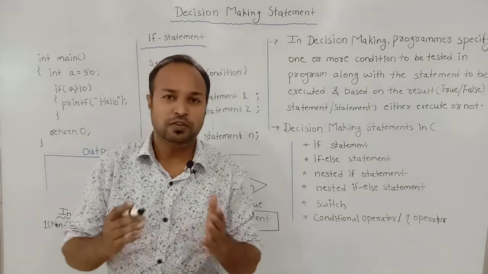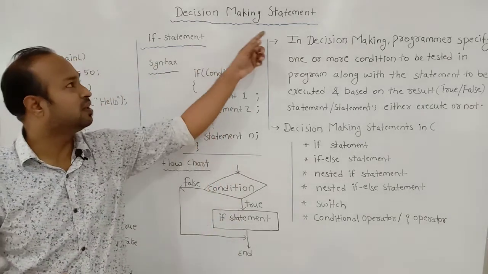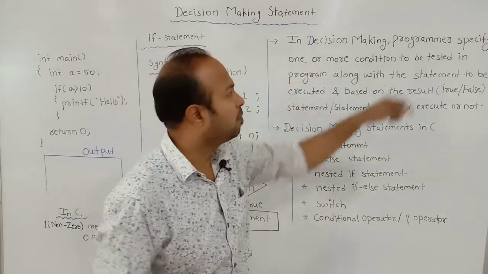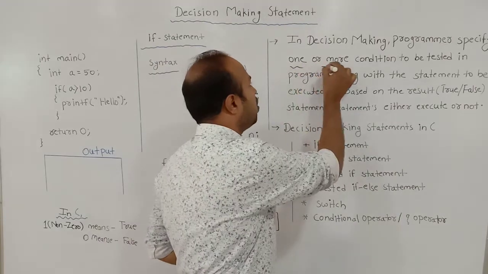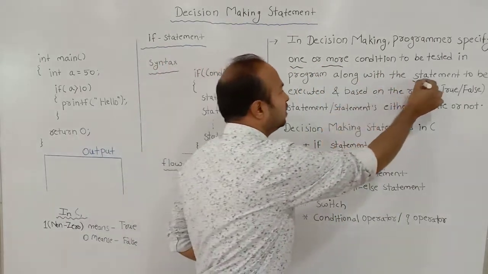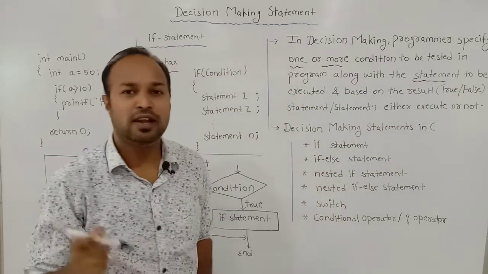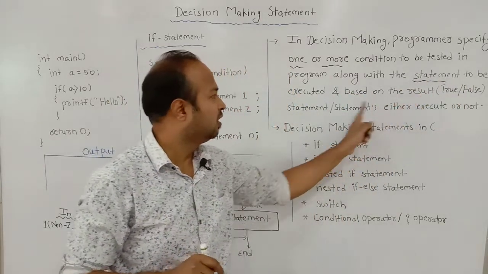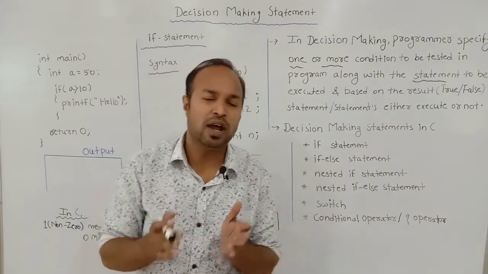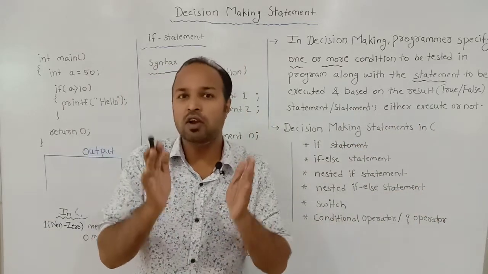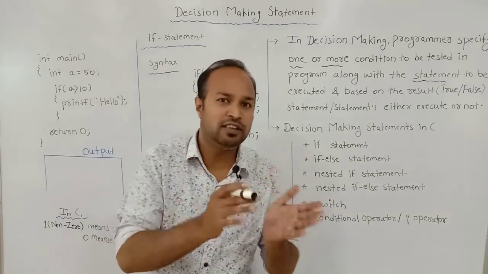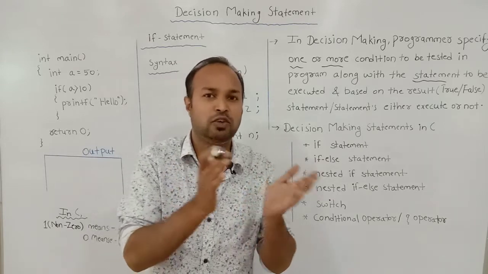Hello friends, in this video we are going to study decision making statements in C. In decision making, a programmer specifies one or more conditions to be tested along with the statement to be executed, and based on the result, the statement either executes or not. Means in a C program, the programmer can specify one or more conditions with some statements, and based on the result, the condition is either true or false.